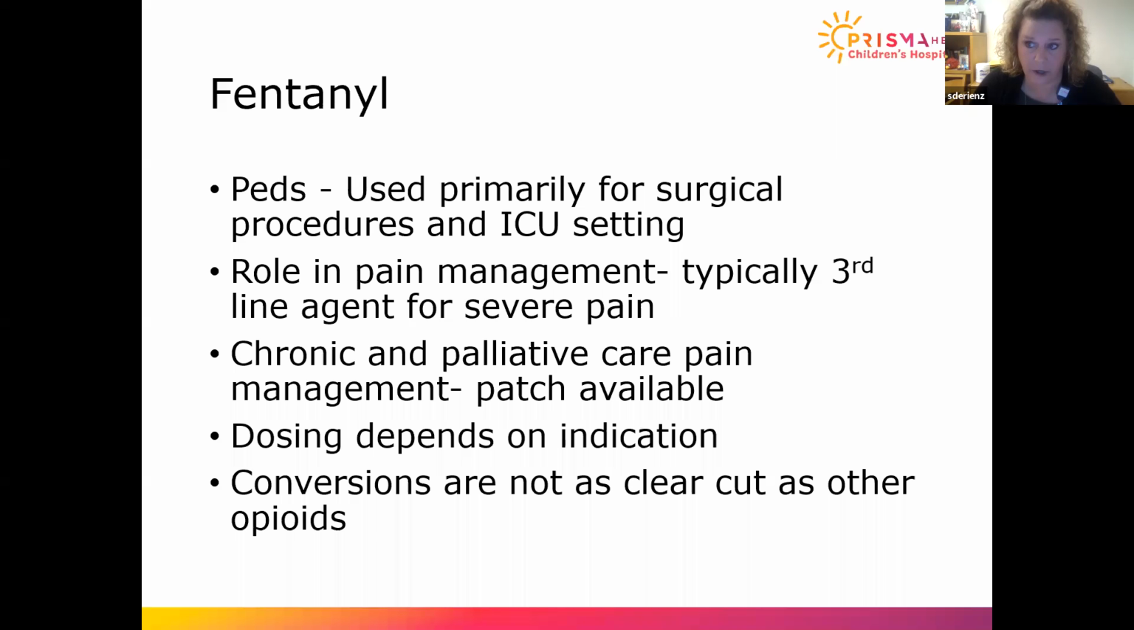And it's also dosed in micrograms. So you always keep that in mind. It's not milligrams, it's micrograms. So that's super important.